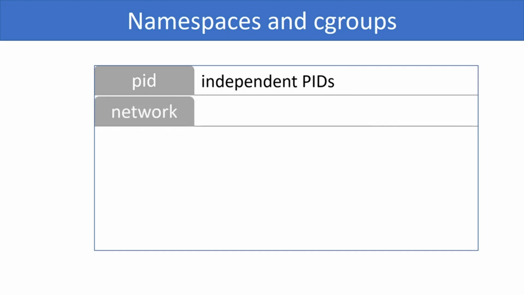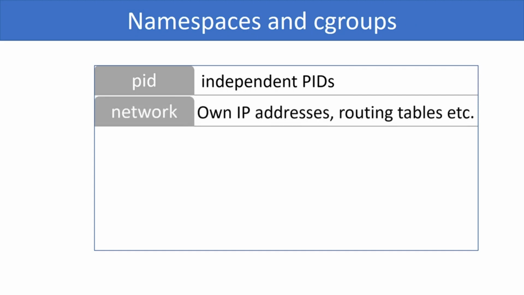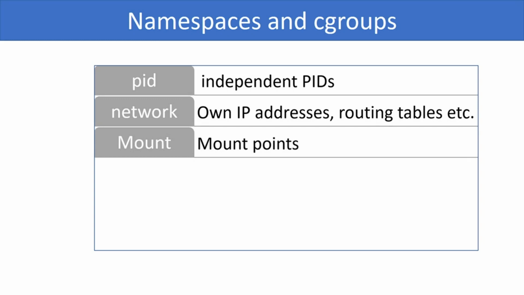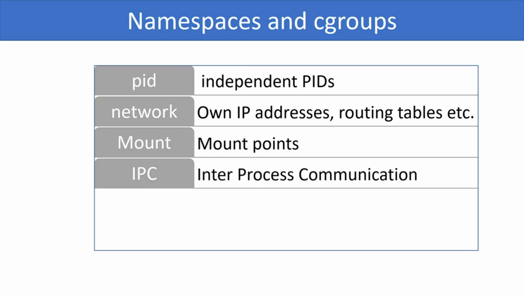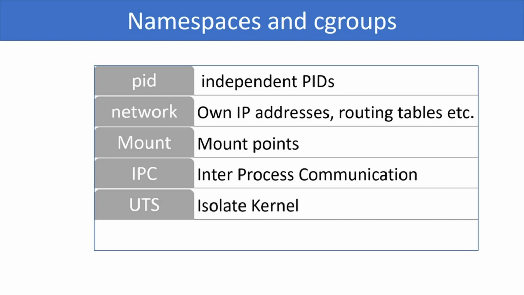The second namespace is network. This allows each namespace to have its own IP address, routing table, firewall, and other network-related resources. The third namespace is mount, and this controls file system mount points. The fourth namespace is IPC, and this manages inter-process communication. The fifth namespace is UTS or Unix Time Sharing System, and this isolates the kernel and its versions.